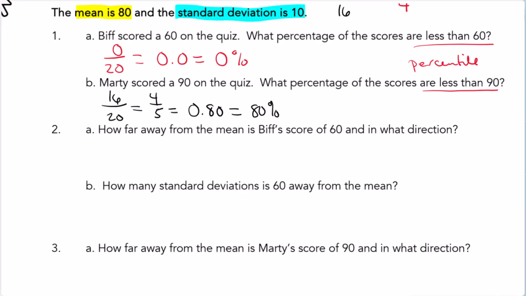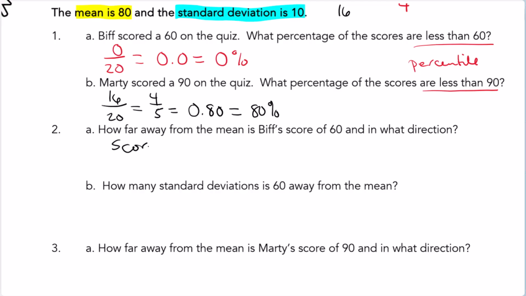Now, the other two ways that we'll describe a score: one way is the percentile, another way is how far away the score is and in what direction from the mean, and then we'll talk about how many standard deviations away a score is from the mean. So first, if we take a look at Biff's score of 60, this is going to be one of the things we'll do.